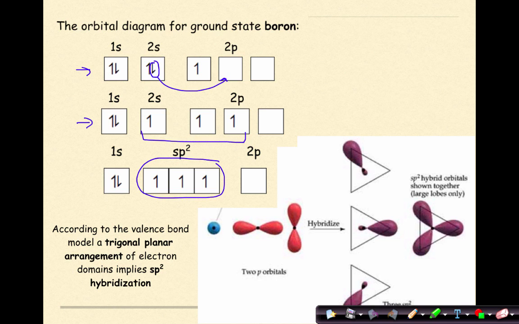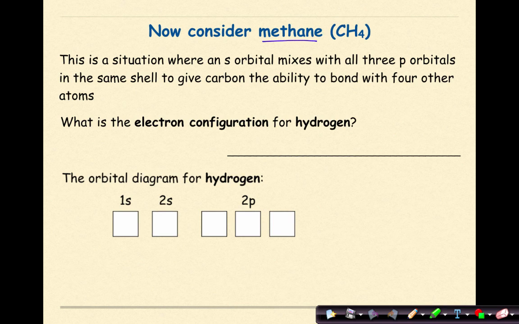So the sp2 hybrid orbitals can be seen here, here, and here, and they are a combination of the s and the two p's coming together. According to the valence bond model, a trigonal planar arrangement of the electron domains implies sp2 hybridization. Now consider methane. This is a situation where an s orbital mixes with all three p orbitals in the same shell to give carbon the ability to bond with four other atoms.